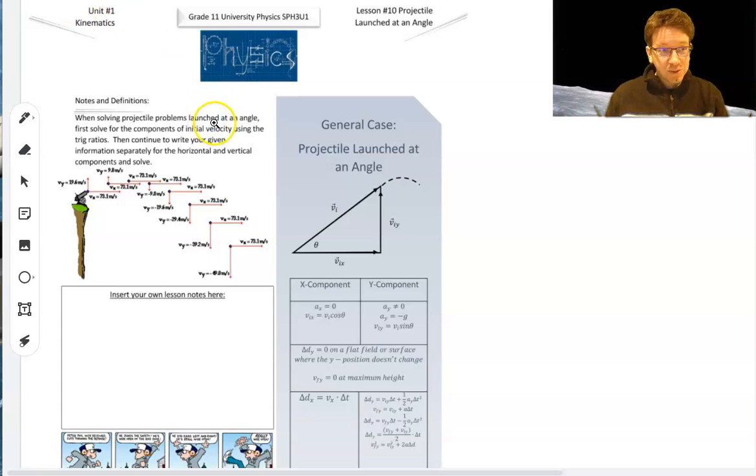So today's lesson, we're also going to be doing projectile motion, but whereas yesterday we always launched things horizontally, today we're going to launch them at an angle. It's really the only difference we're going to talk about.